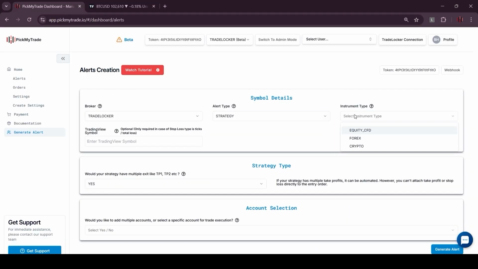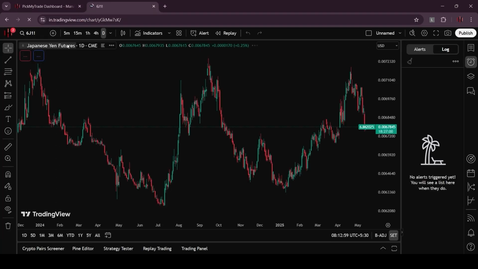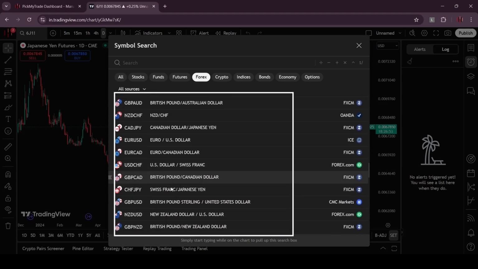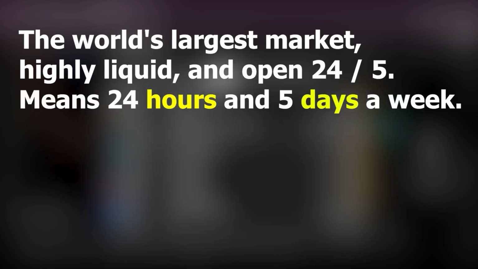In instrument type, we have three options: Forex, Equity CFD, and Crypto. Forex is currencies traded in pairs. So on TradingView, when you click on Forex, you will see all the Forex symbols on which you can place a trade. It is the world's largest market, highly liquid and open 24/5, which means 24 hours and 5 days a week.